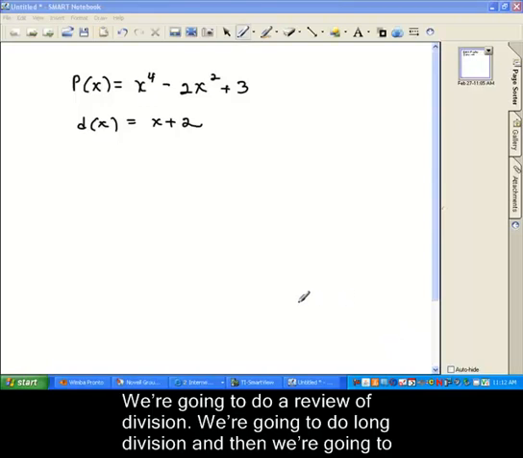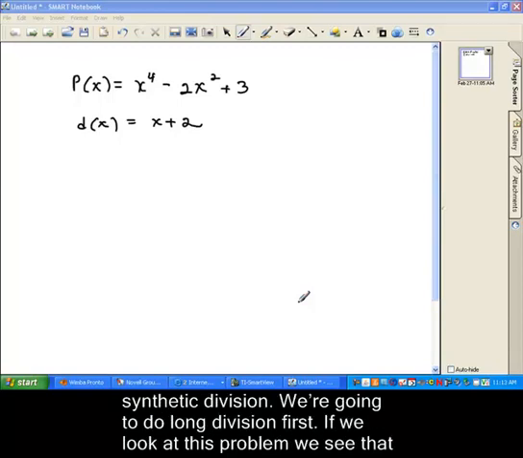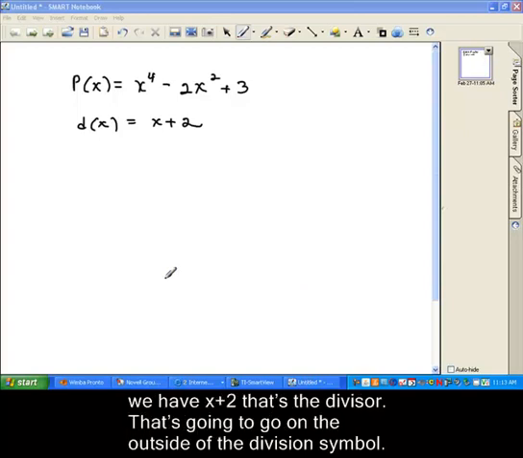We're going to do a review of division. We're going to do long division, and then we're going to do synthetic division. We're going to do long division first. If we look at this problem, we see that we have x plus 2, that's the divisor. That's going to go on the outside of the division symbol.